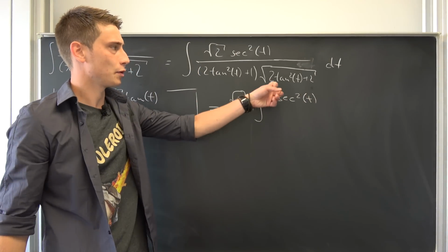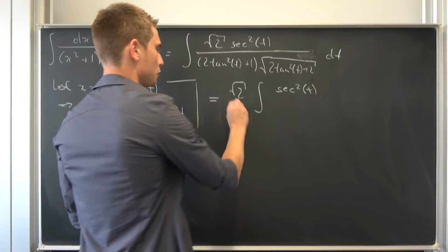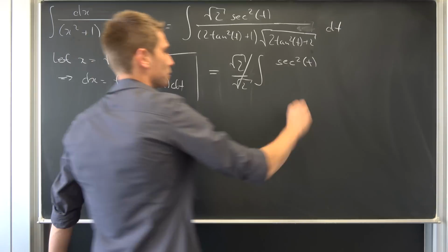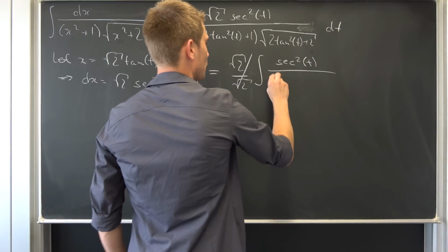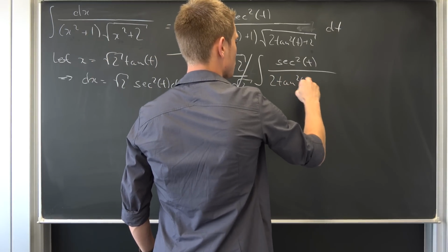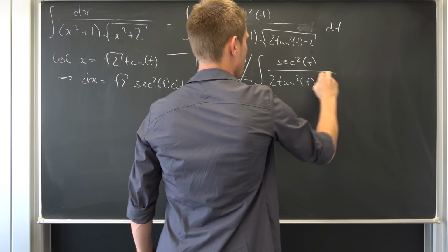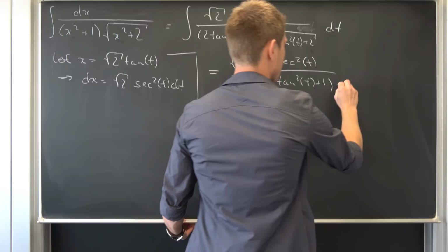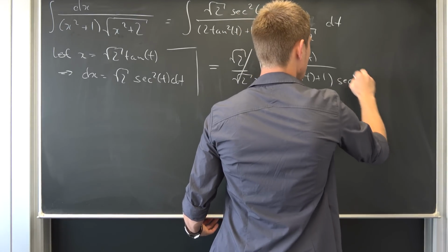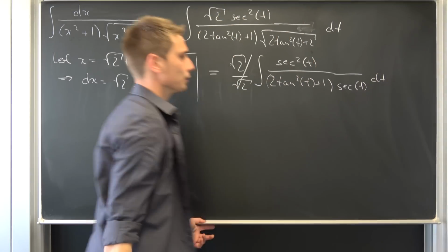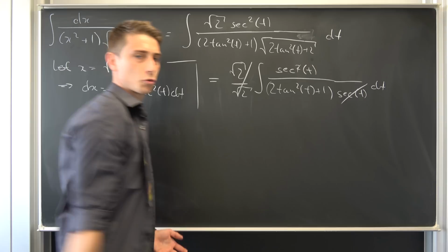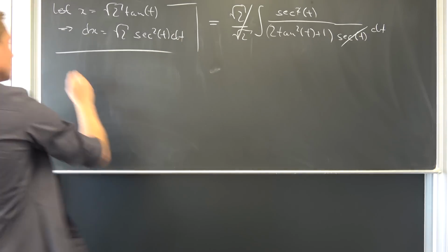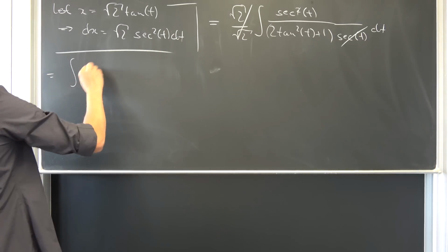Like I said, we have 1 over square root of 2 now, so bringing this to the outside, this is just going to cancel out in the end. Over. And now we have 2 times tangent squared of t plus 1. And we also have the square root of secant squared, which is nothing but secant of t dt. And you see, this and that is going to cancel out nicely. And what we have by now is nothing but integral of.